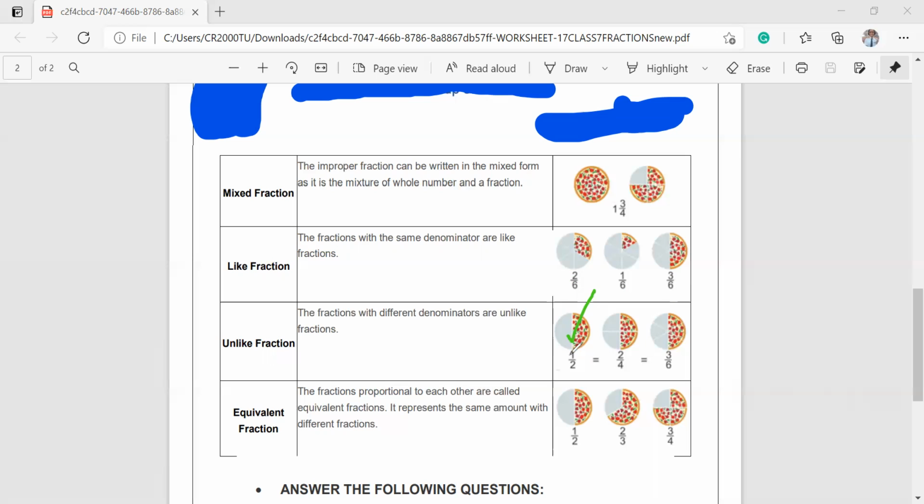The numerator again doesn't matter. Okay, so over here let's focus on the denominator. We have divided this pizza into two parts. We have divided the second pizza into four parts, and in the third pizza we have divided into six parts. So the third pizza should go to the neighbor's house because they didn't come to our party. So we have to give them six pieces.